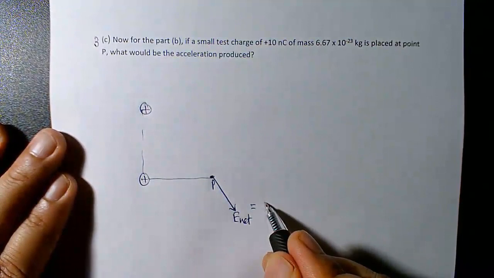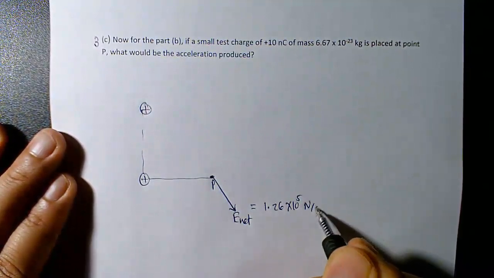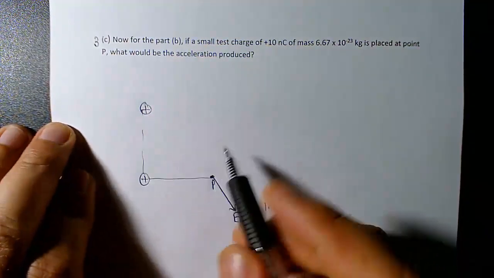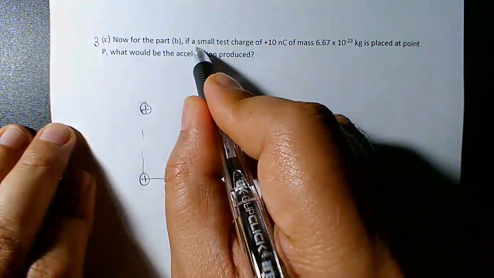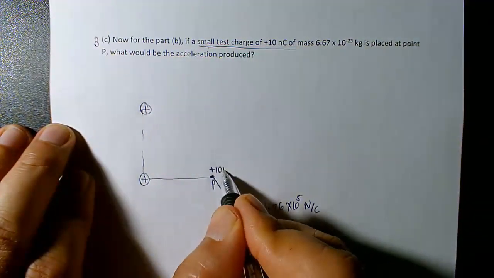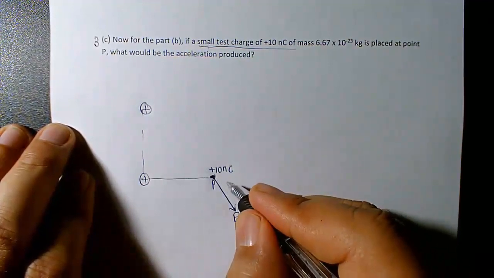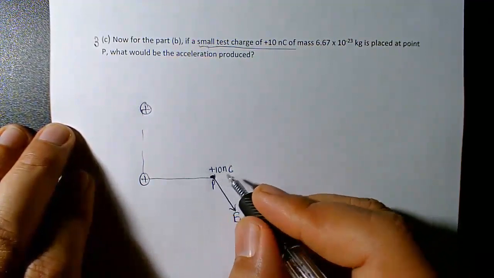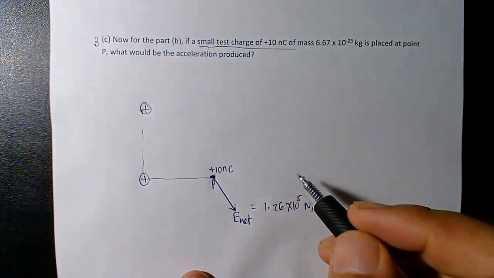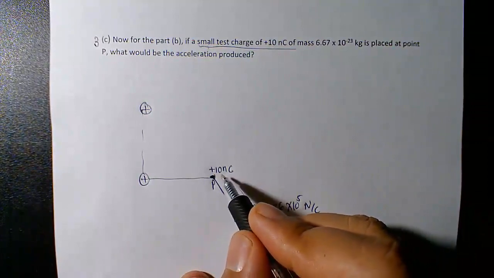And that was calculated as 1.26 × 10^5 newtons per coulomb. Now it says part C: if you place a small positive 10 nanocoulomb test charge at point P, what would be the acceleration produced on this? Because if you put a charged particle in an electric field, the electric field exerts a force on the test charge, and the test charge will accelerate, right?